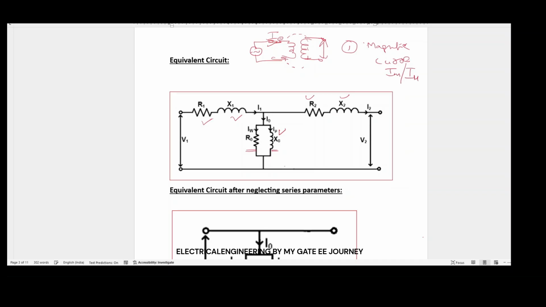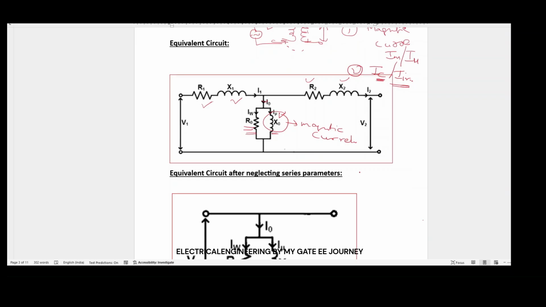The second one is IC or I iron, which represents the core losses. Core loss means eddy current losses and hysteresis losses. We keep one current component as IC or I iron. These two components get vector summed, and it will be drawn from the source in the form of I naught.